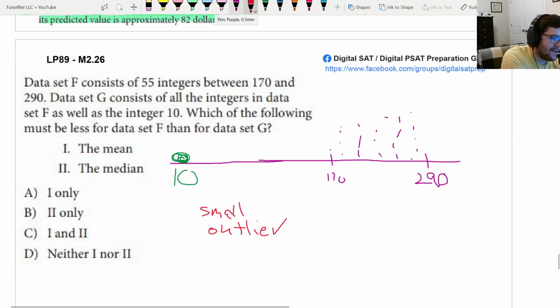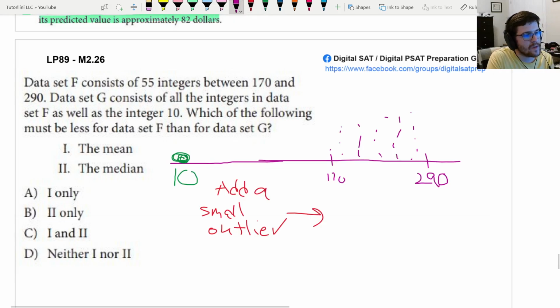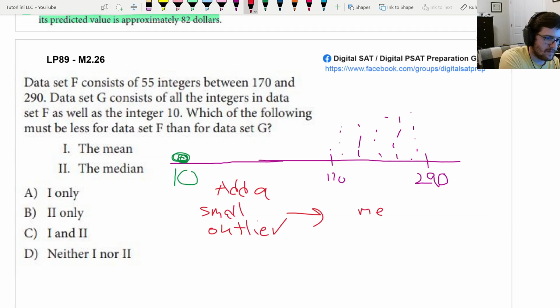So we didn't remove it, we added it. So when you add a small outlier, hopefully this makes intuitive sense, the mean goes down because that point pulls the mean down. Mean is very heavily affected by outliers. It's just like how if you were out grocery shopping and then Bill Gates walked in, the mean income would shoot way up because Bill Gates is a big outlier. So this is a small outlier, so he's pulling the mean down. I don't need to do any calculations. I know it's going down.